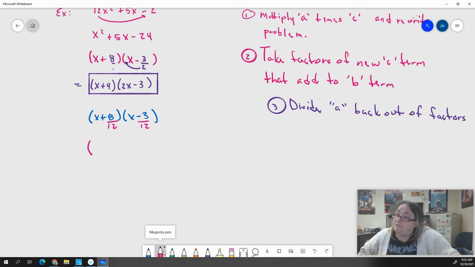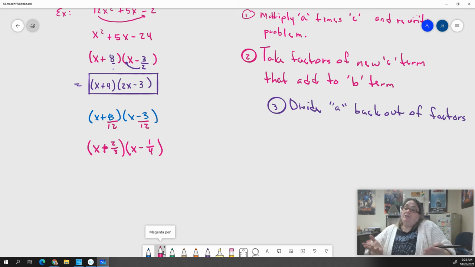Here, when I reduce this fraction, I get x equals 2/3, right? Because they're each divisible by 4. Sorry, x plus 2/3. Here, I'm going to get x equals minus 1/4. I just reduced these fractions. That's all I did. Technically, you could leave it like this if you were solving, like if you were setting them equal to 0 and you wanted fractions in there.